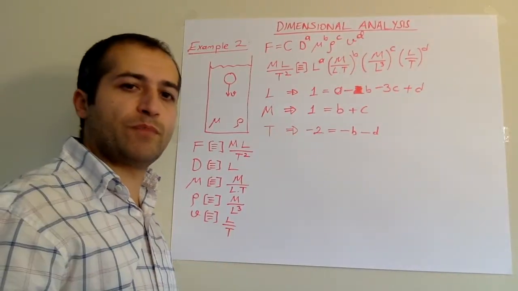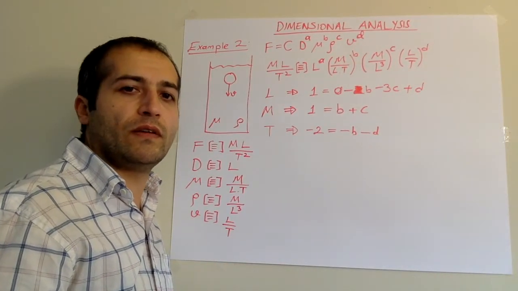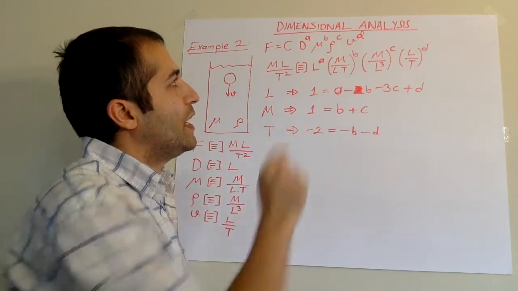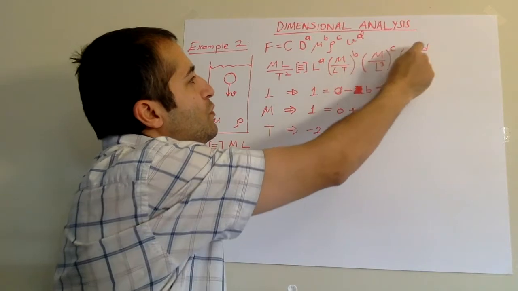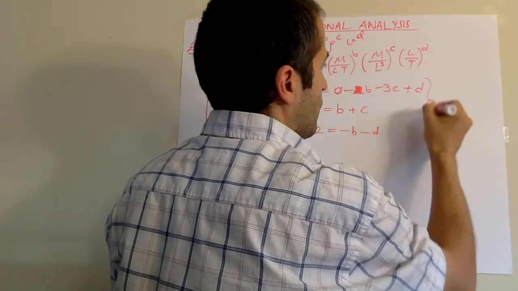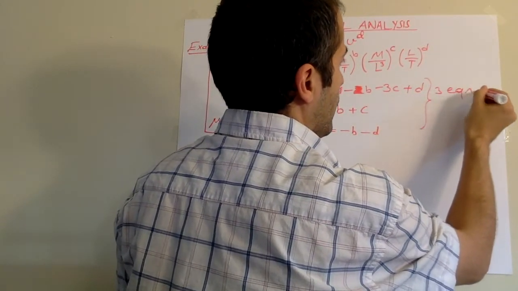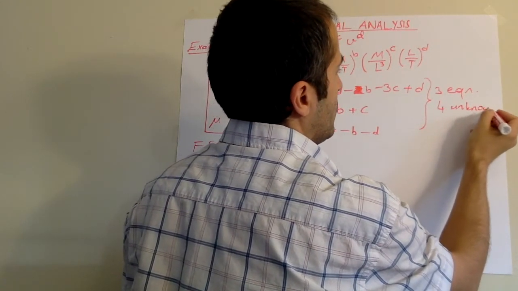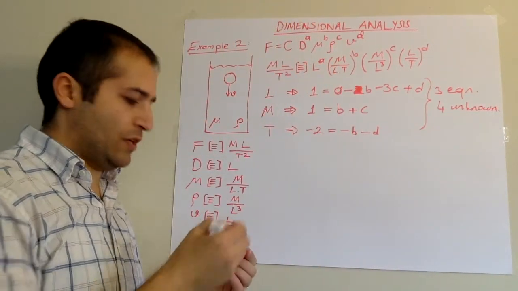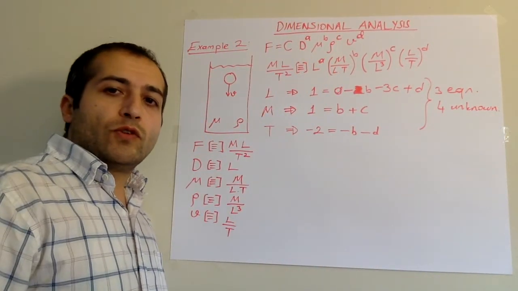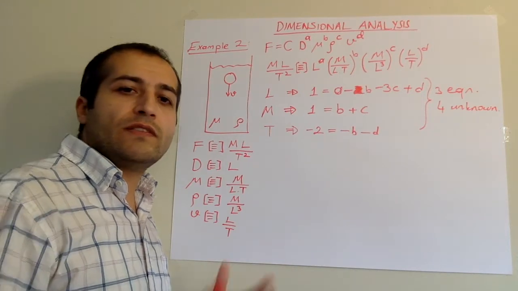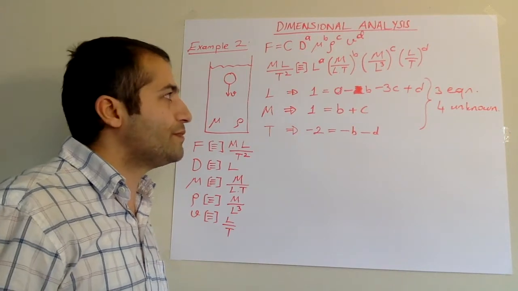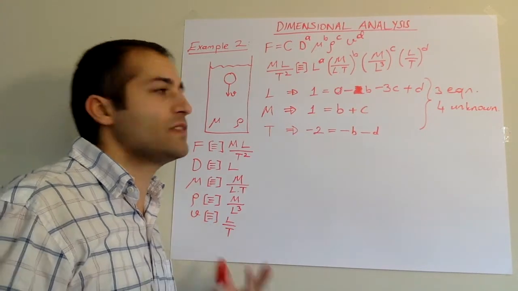Now, let's pause a little bit and think about this for a couple of seconds. I have three equations, but I have 1, 2, 3, 4 unknowns. So I have one extra unknown. So it's not possible for me to solve this equation. So should I just not use the dimensional analysis? No, I can use the dimensional analysis still. Here's what we do, which is going to give us more insight about the problem.